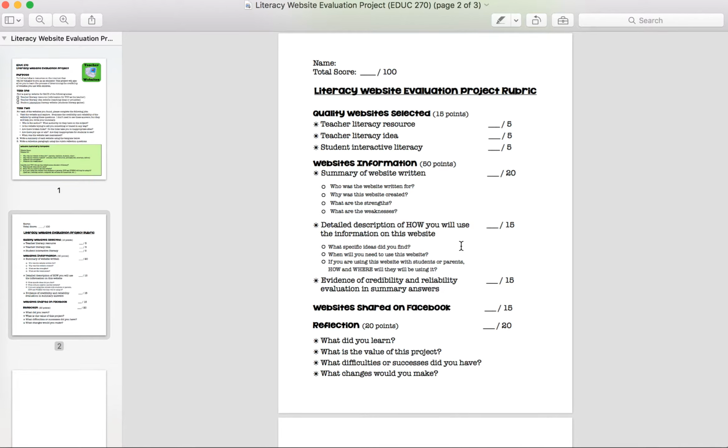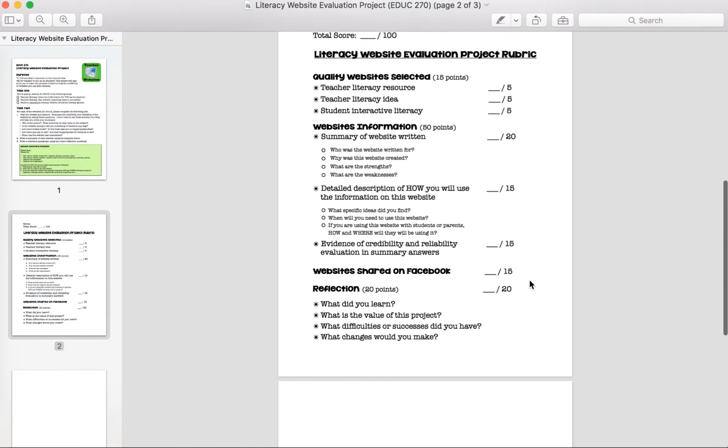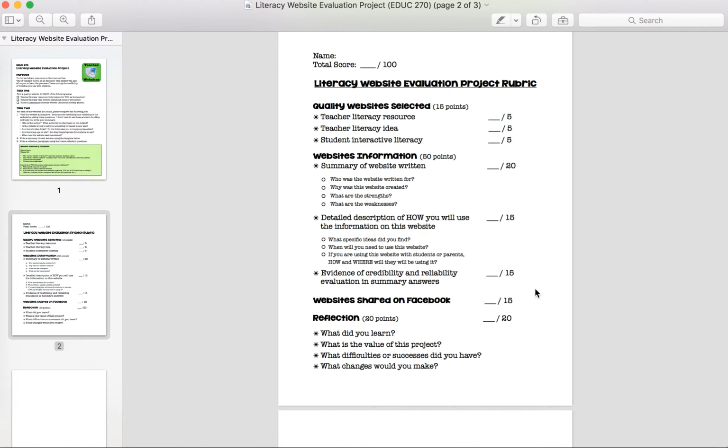Then we have the detailed description of how you'll use the information. That's 5 points each, and that's 15 points total. And then we have the evaluation of credibility and reliability in your answers. So I know that you really took the time to explore that website and your answers show this. That's worth 15 points. And so I'm going to be looking at your 3 summaries as a whole to give you your points for that. I would like you to share the websites on Facebook, and that's going to be worth 15 points.